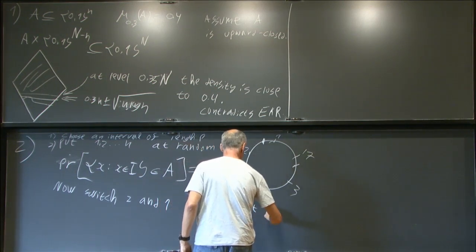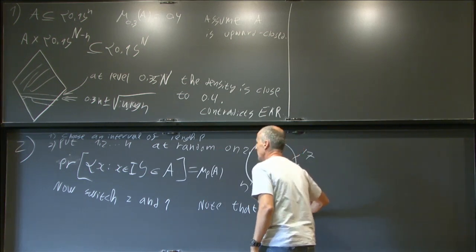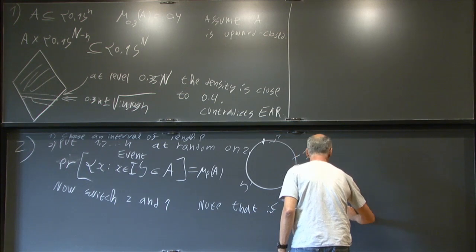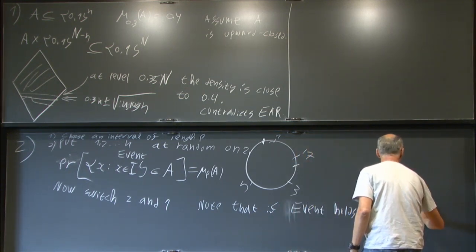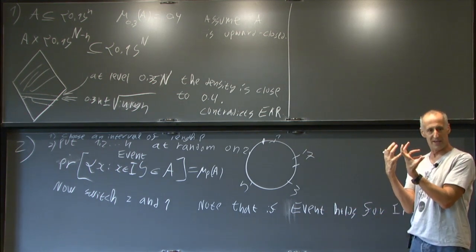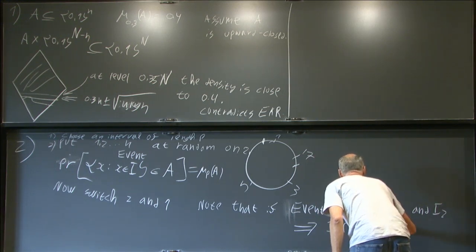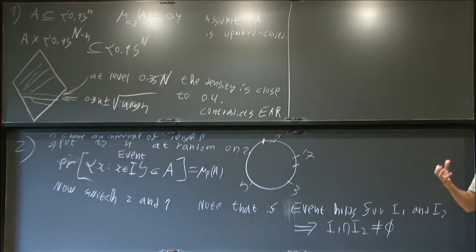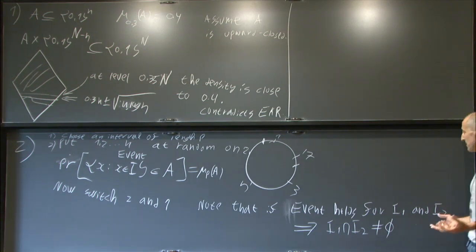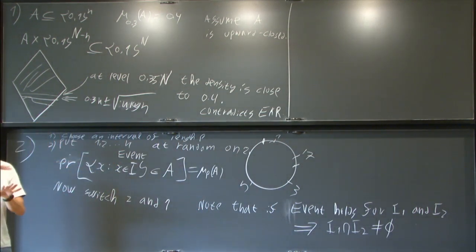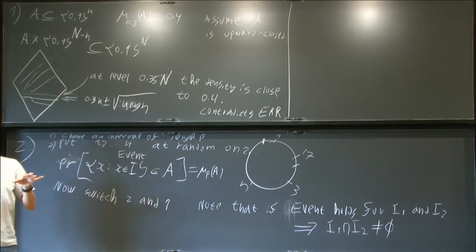But note that if, let's call this event, if the event holds for I1 and I2, if I have two different intervals such that the content of those intervals belongs to A, they have to intersect. It means that I1 intersection I2 is non-empty. Right? If I have two disjoint intervals, their content is disjoint, and two disjoint sets can't belong to my family. So now I fixed the numbers 1 up to n, and I'm looking at the measure of intervals. What's the probability that the content of the interval will be in my family? And I'm told that all the intervals for which this holds are intersecting.